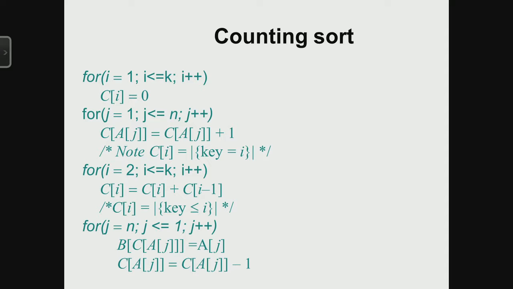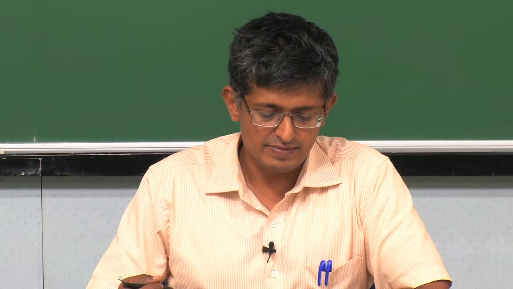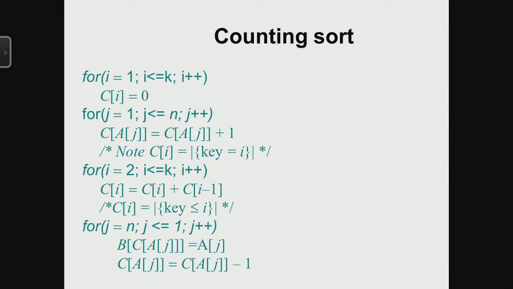Observe what the for loop does. The statement inside the for loop, say for example, the first element, C of A of j, if the first element is a 1, then the array index 1 in the array C is incremented by 1. So, every time we see a value in the array A, the corresponding location in C indexed by the value is incremented by 1. At the end of the first for loop, every array location, in particular the ith array location, counts the number of occurrences of the key i in array A.